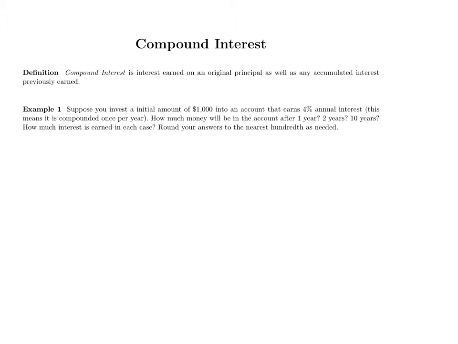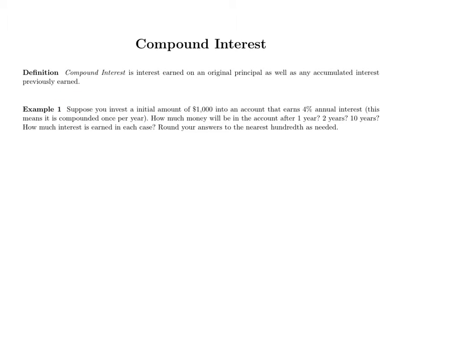This will be different than simple interest. For simple interest, as each year passes, you always earn the same amount of interest. With compound interest, the amount of interest you earn over time will grow. To explain how this works and to derive a formula, let's look at example 1.